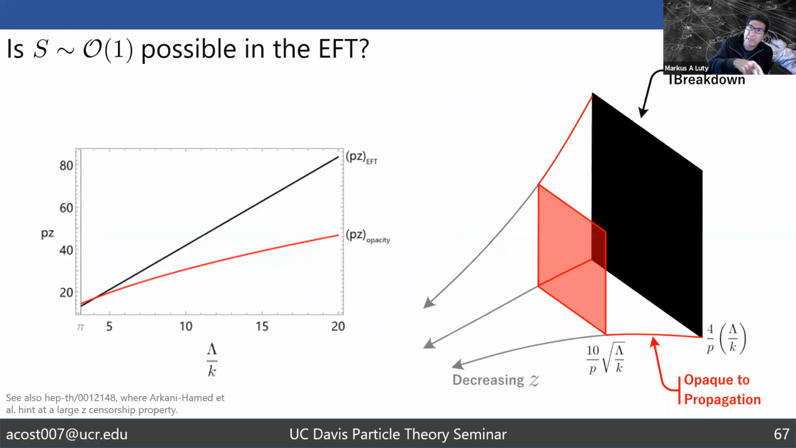So on the figure on the right, the point of this is to show that there's a region. So you're saying that to the left of the black, the EFT is under control, right? And then on the other hand, to the right of the red is where you're getting this opacity. So there's a region where the opacity effect is important, but yet it's under control, right?